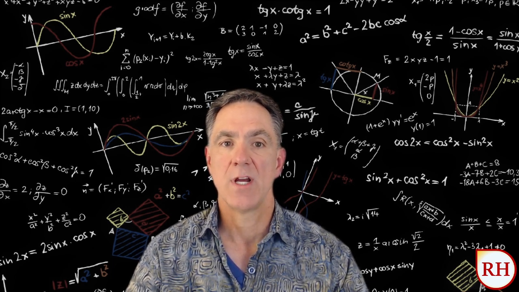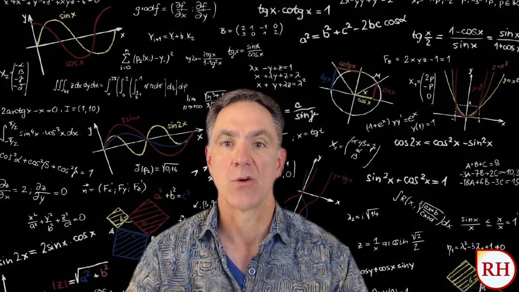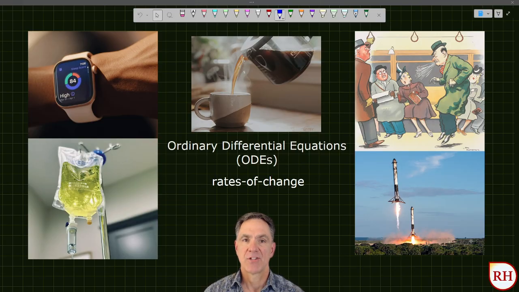In many physics situations, we don't start out knowing the underlying function that describes what's happening. What we actually measure or observe first is a rate of change. Let's take a look at some examples. So here I have several examples.